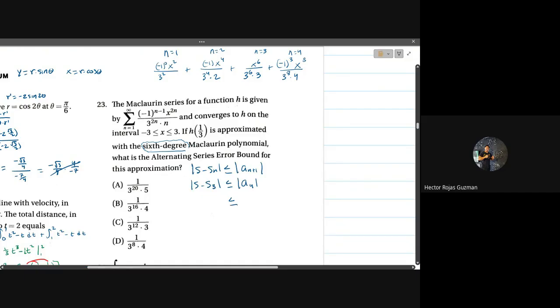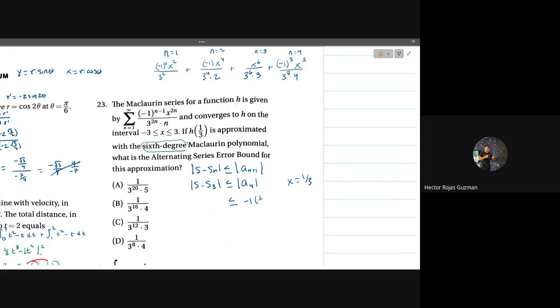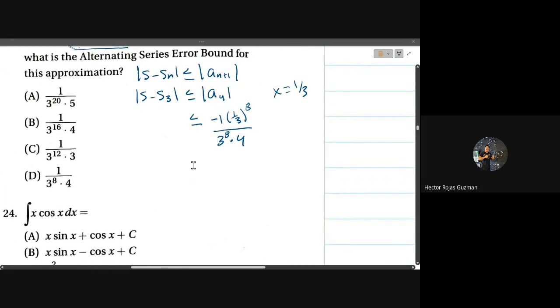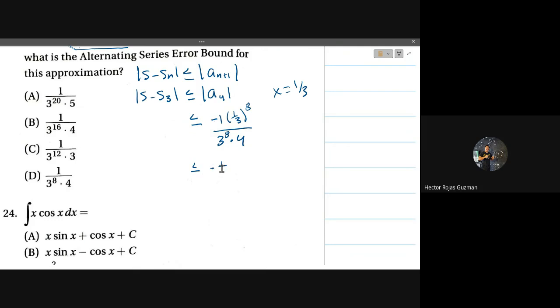But not only do I have to use it, I also have to plug in 1/3 for my x. So that's going to be -1 times 1/3 to the power of 8 divided by 3 to the power of 8 times 4. Don't freak out about the power of 8s. What I'm going to do is say -1/3 to the power of 8, and then this denominator, let's just multiply by the reciprocal, which gives me negative 1 over 3 to the power of 16 times 4. So, B.